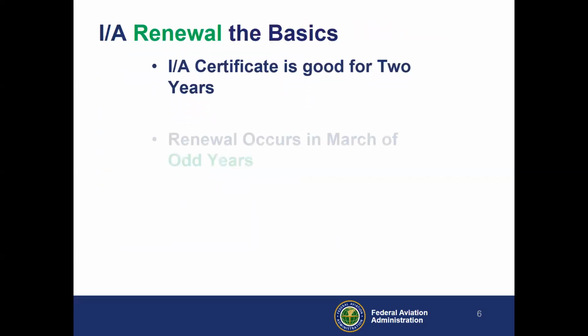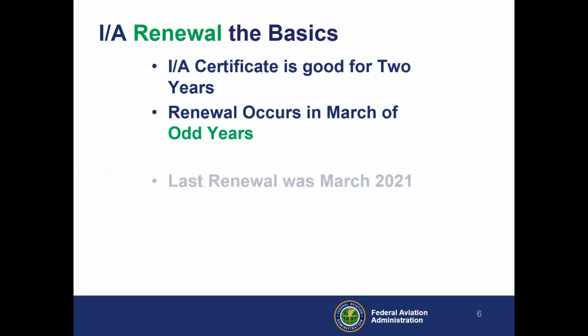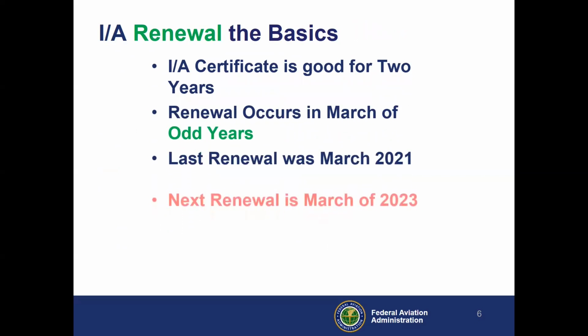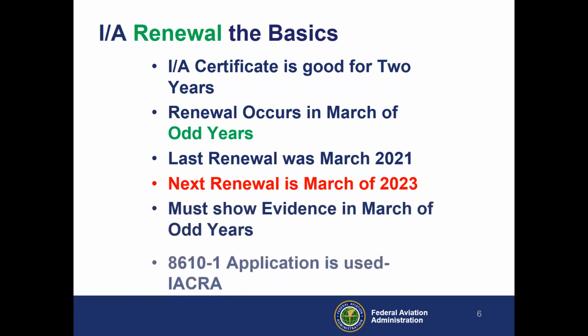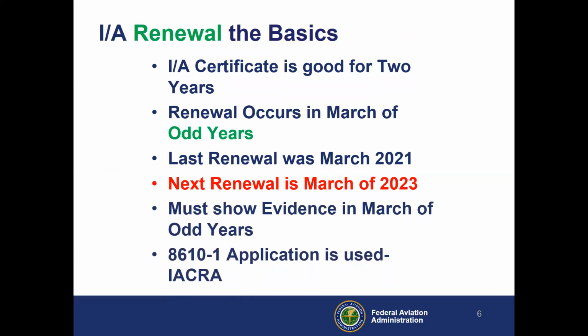An IA certificate is good for 2 years, and renewal occurs in March of odd years. The last renewal we had was March of 2021. Next renewal is this coming March. And you must show evidence in March of odd years that you met all the criteria. And the application, the FAA Form 8610-1, is used.